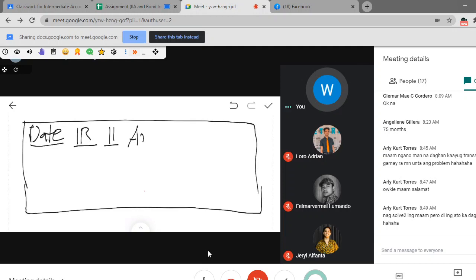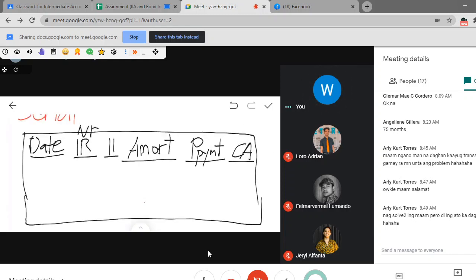Kaya nga lang, before ta maabot dito sa carrying amount, napatay another column. It is your principal payment. Kay di ba every year gani siya magbayad og principal. And then eventually your carrying amount. So ganun pa rin, NR dito, ER dito, and then the difference will be your amortization plus kung discount minus kung premium.